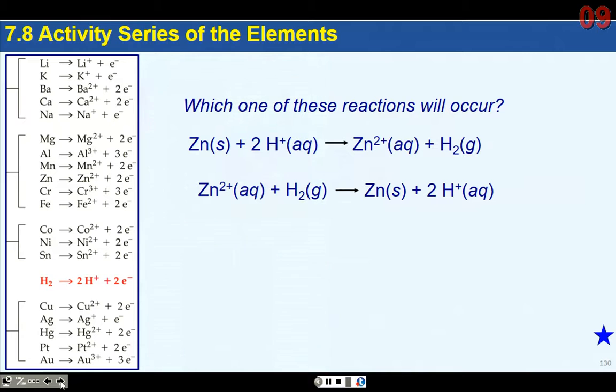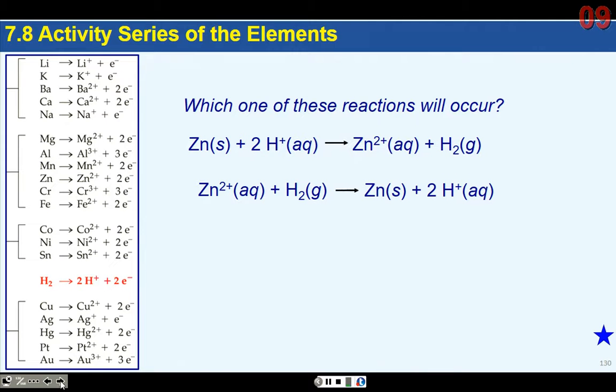Okay, now here's another possible set of combinations. What about zinc and hydrogen? Well, hydrogen is not a metal, but it's included in this series of reactions. Everything is compared to hydrogen, actually. And so let's figure out which of these pair of reactions will occur. Remember, you'll always have a chart like this for reference, or at least some fraction of it, to determine which reaction is going to occur.